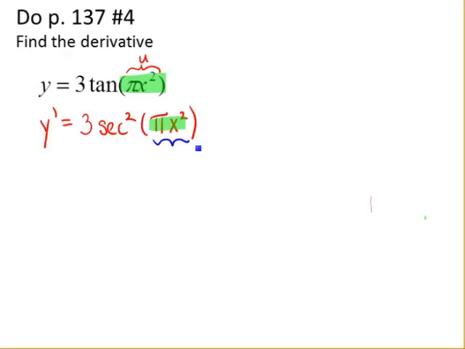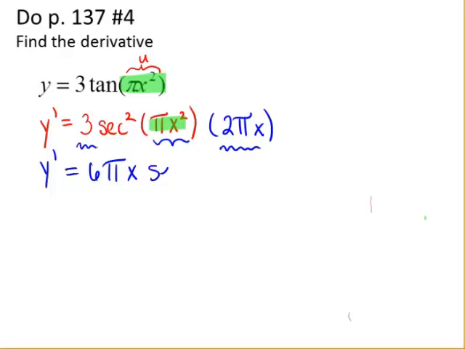The derivative of what's inside, then, is 2 pi x. I would rewrite this. I would put together my 3 and my 2 pi x. That would give me a 6 pi x times secant squared pi x squared. That's as far as I would simplify this problem. Moving on to another example.